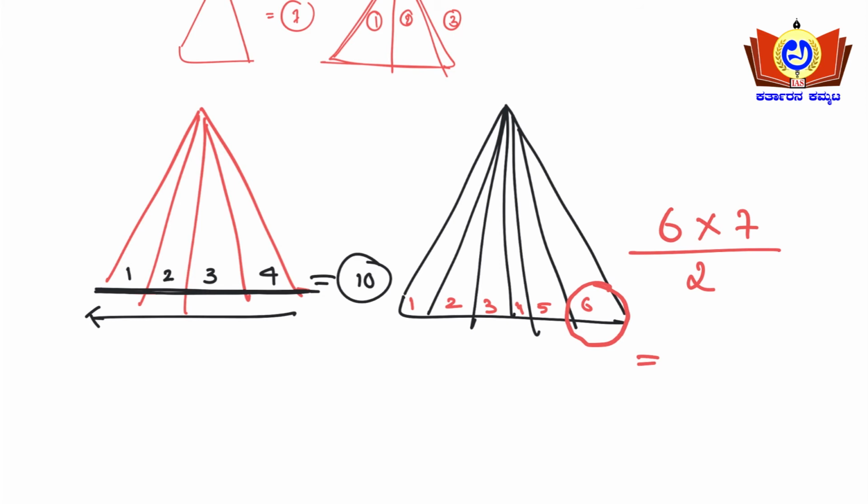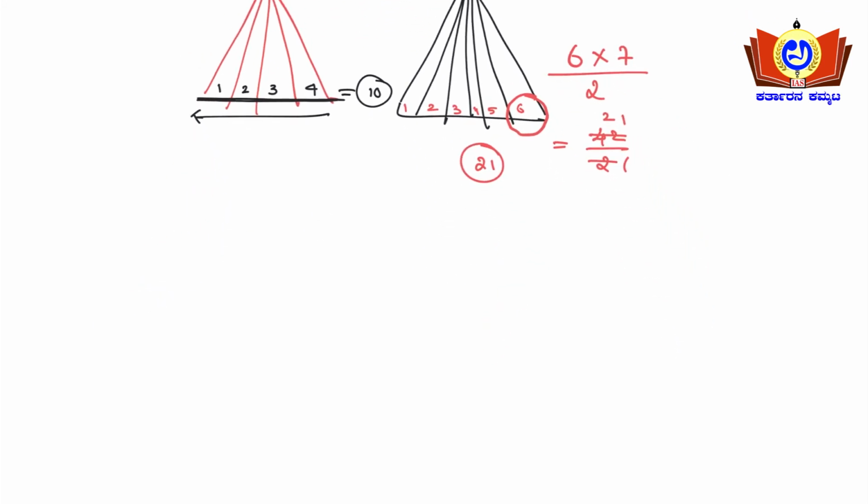6 6s are 36, 6 7s are 42. So 42 upon 2 here. So 2 times 21 is 42. So there will be 21 triangles, my dear friends. In this figure there will be 21 triangles here.